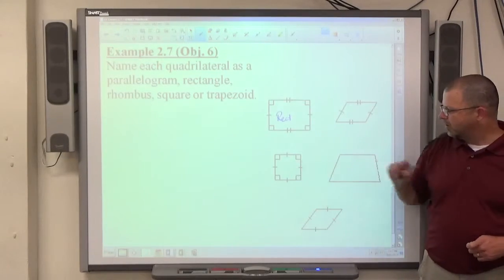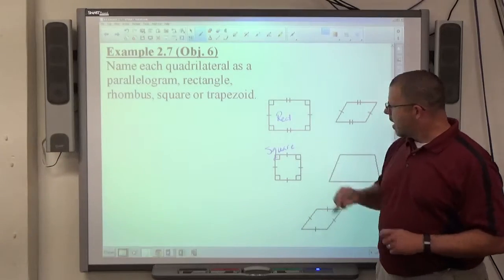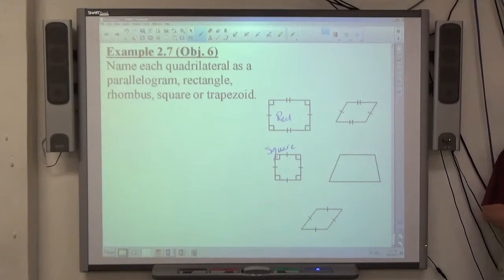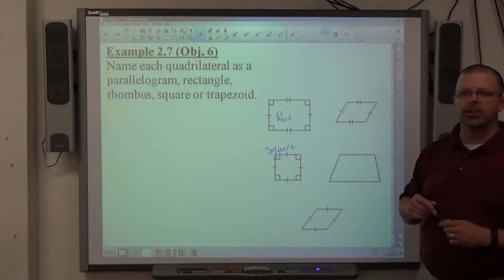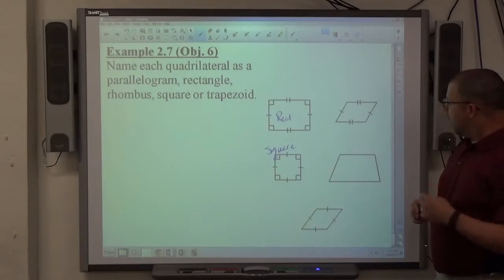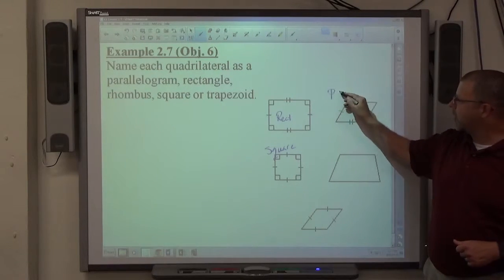What's this one here called? Square. A square is a quadrilateral with four right angles and all sides equal. So it's got that extra added feature, all sides have to be equal. With a rectangle, it doesn't have that feature. What about this one here? Parallelogram.